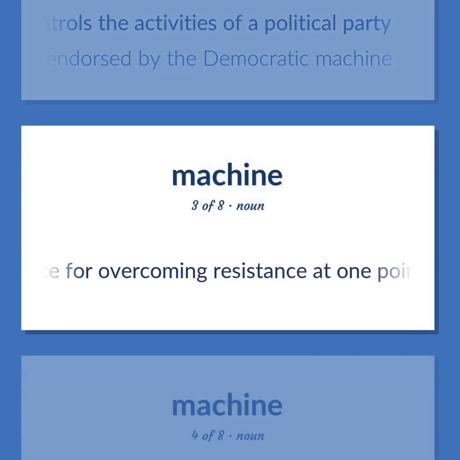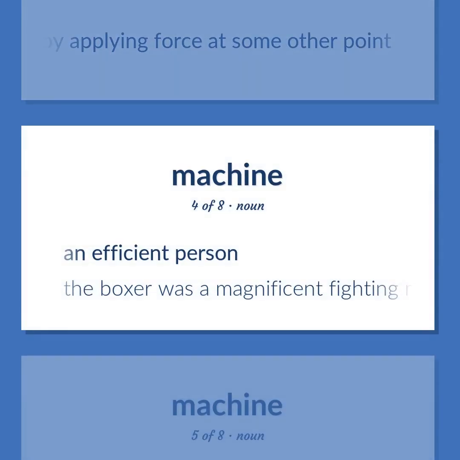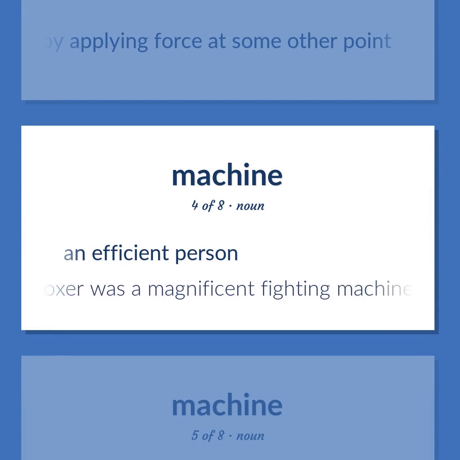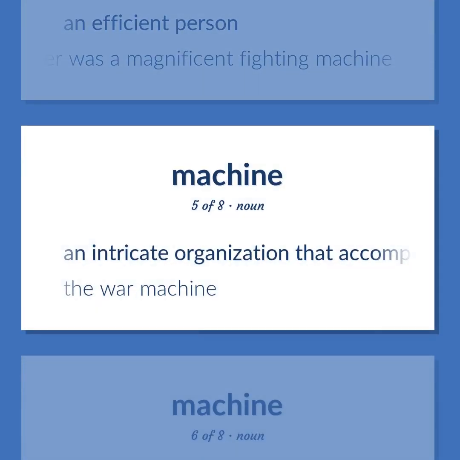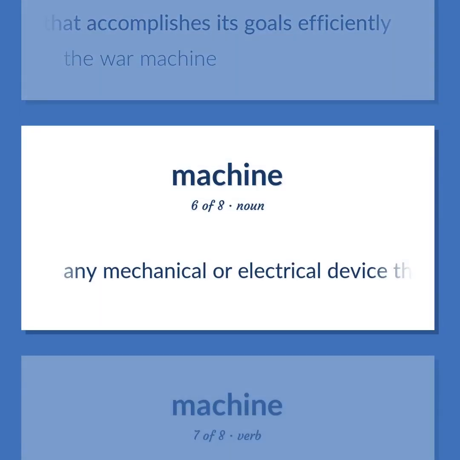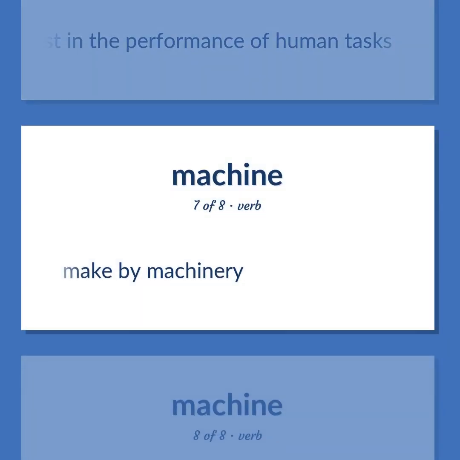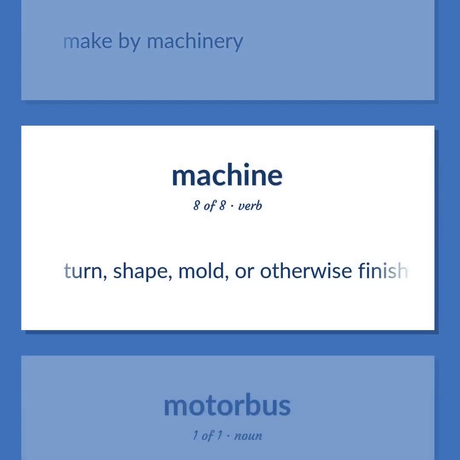A device for overcoming resistance at one point by applying force at some other point. An efficient person. The boxer was a magnificent fighting machine. An intricate organization that accomplishes its goals efficiently. The war machine. Any mechanical or electrical device that transmits or modifies energy to perform or assist in the performance of human tasks. Make by machinery. Turn, shape, mold, or otherwise finish by machinery.